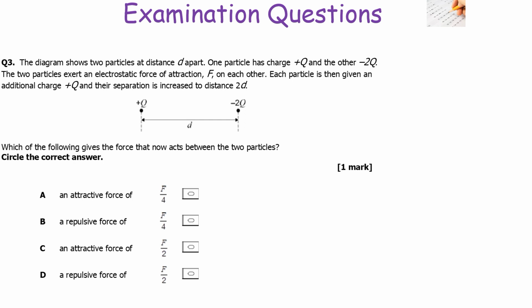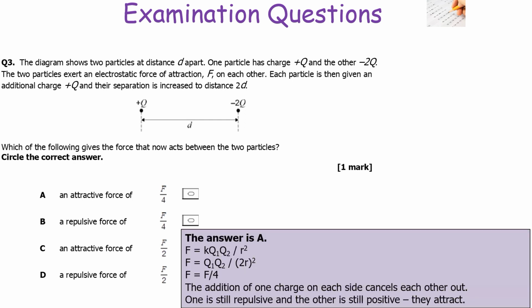Right, our answer in this particular question is going to be A, because you know that F is equal to KQ1Q2 over R squared. Now again, K is just a constant, so we can just ignore it. So therefore we can say that F is proportional to Q1Q2 over (2R) all squared.